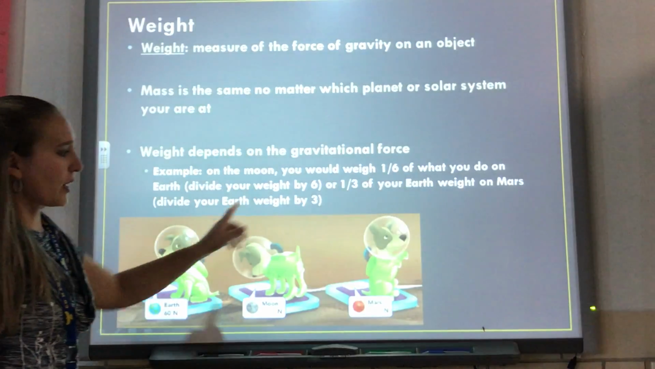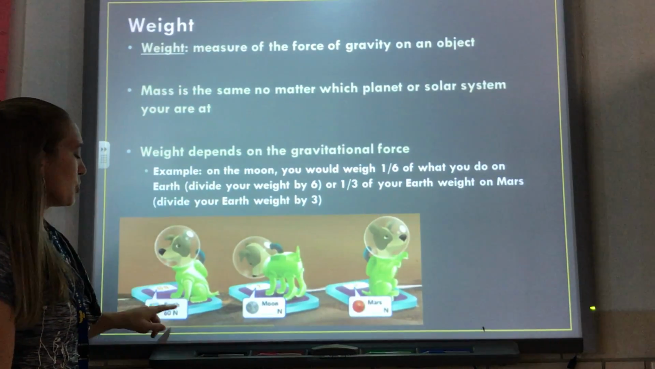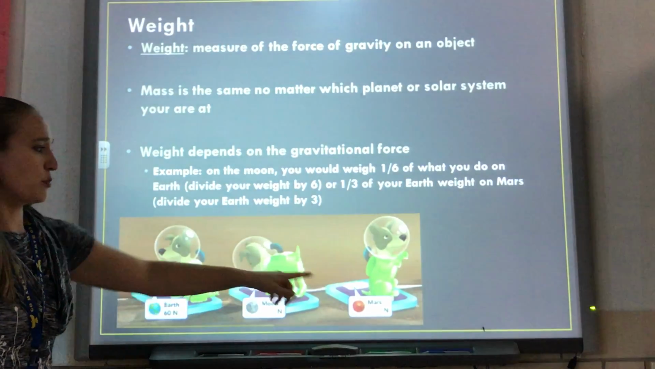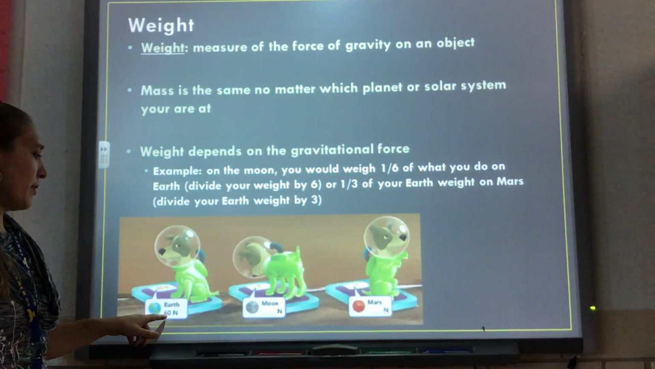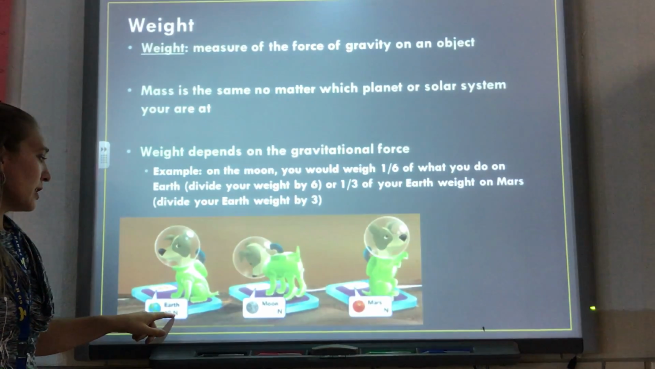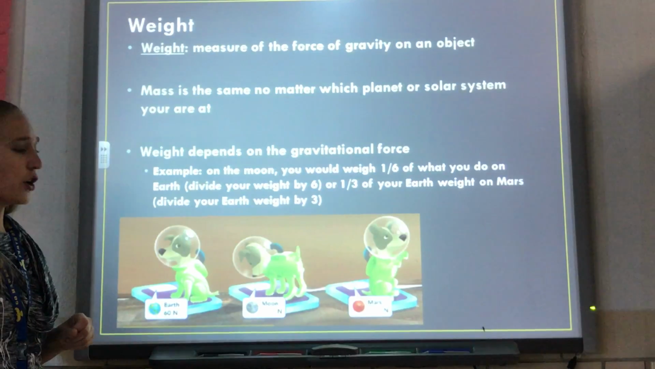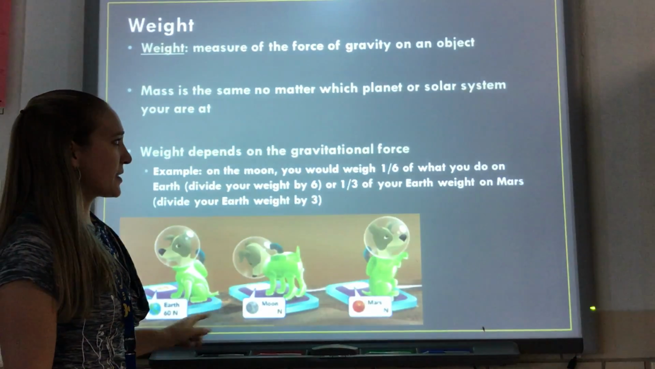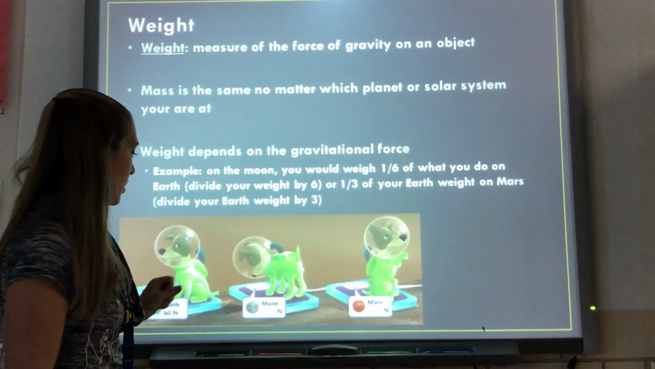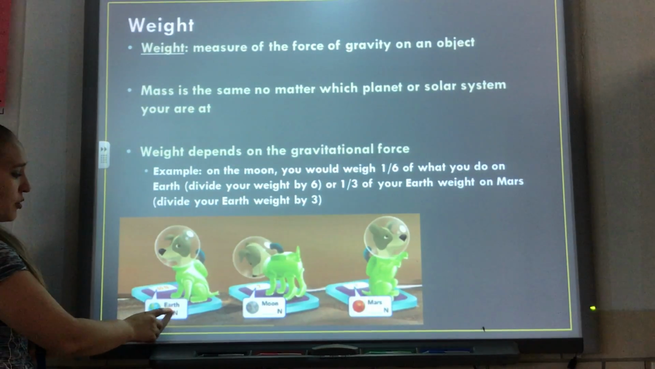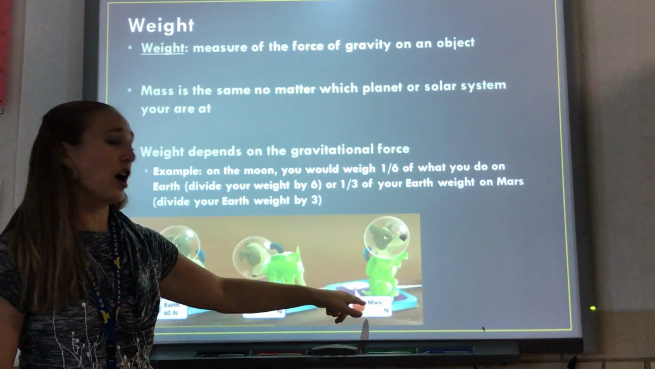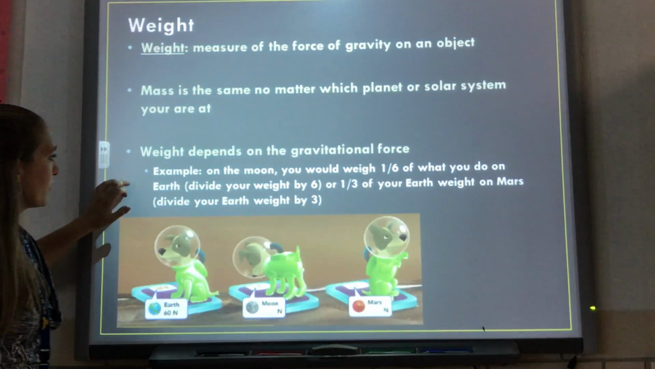This little diagram's in your book, so using this you could figure out how much little doggy here weighs on each one of those objects. It weighs 60 newtons. Notice we're now using newtons because we're talking forces. 60 newtons on Earth. So if we took 60 and divided it by 6, that's what little doggy would weigh on the moon. Then you can take the 60 newtons here on Earth and divide it by 3 to get what little doggy here weighs on Mars.